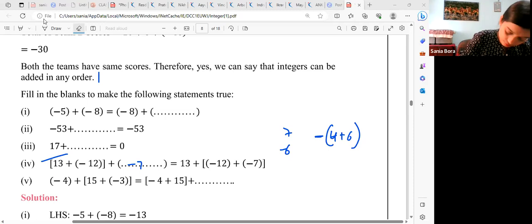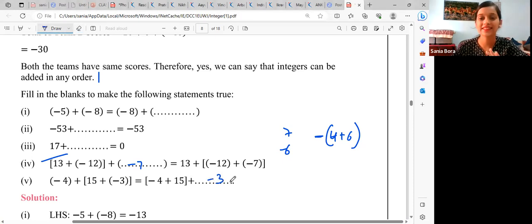Okay, 11 minus 3. In this question, I understand this one. So the answer is minus 3.